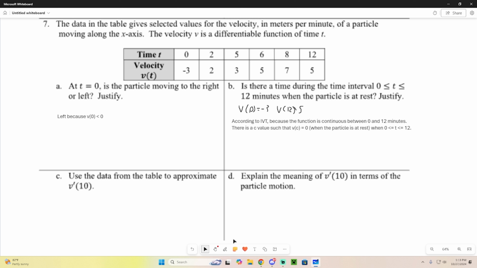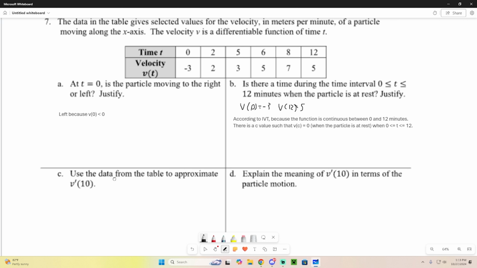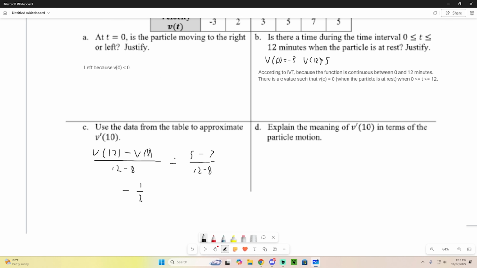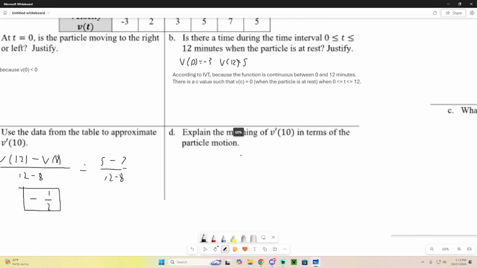Anyways, use the data from the table to approximate v prime of 10. So this is basic. This is like unit 2 stuff. We just find the average rate of change between 8 and 12, and that'll approximate v prime of 10. So we can do v of 12 minus v of 8 over 12 minus 8. And then v of 12 is equal to 5, so we have 5 minus v of 8, which is 7, over 12 minus 8. And then if we calculate that, that is about -1/2 as our final answer.